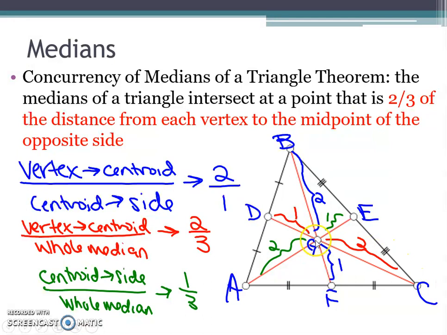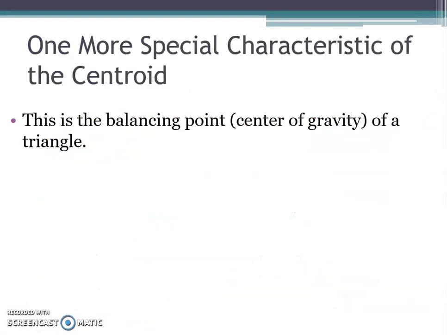So the centroid is 2/3 of the whole median. For each vertex, 2/3 of each median equals where they meet, the centroid, where they come and intersect and have a party. One more special characteristic of a centroid is that this is the balancing point, the center of gravity of a triangle. So that's the center where they have a balance, okay? This is the balancing point, center of gravity of a triangle.